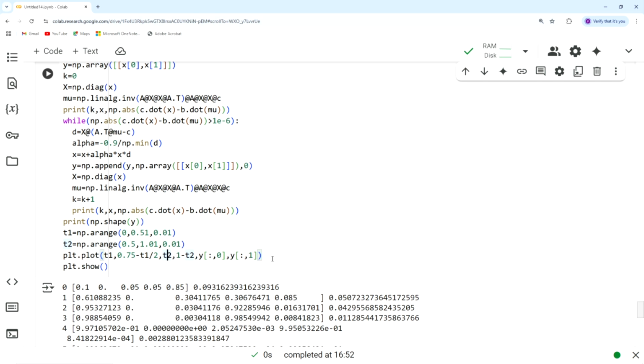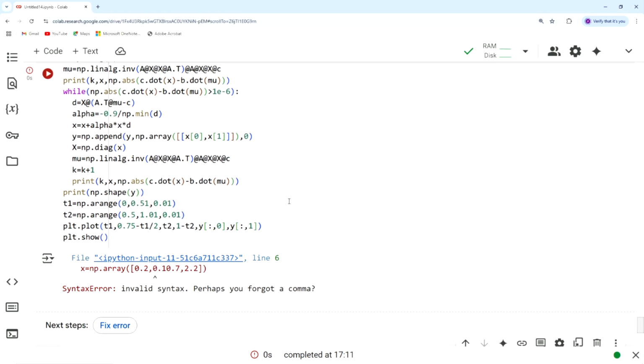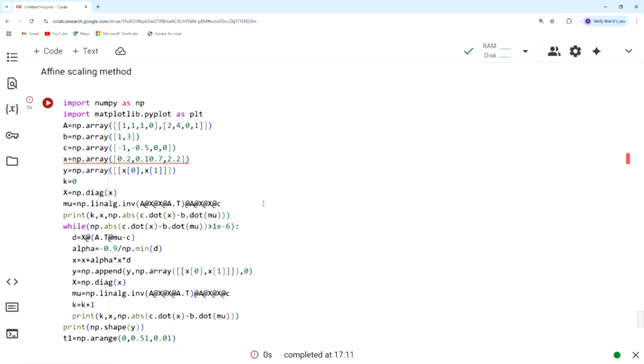So this does not change, and let us see how the feasible set and the trajectory look, and note that the answer is 1 comma 0 because we have put minus 1 and minus half. Okay, so there is a problem. Oh, I forgot to put a comma.